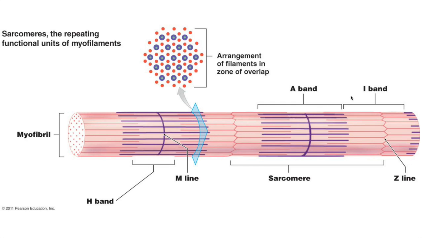The A band is right in here. The A band contains the thick filaments, so it looks dark under a microscope. The I band is right in here. It contains only the thin filaments, only the actin, and no thick filaments. And then the H band is this region right here where you have thick filaments but no thin filaments. And then it's not labeled on this picture, but there's a zone of overlap here. That zone of overlap is where you have both the thick and thin filaments overlapping.